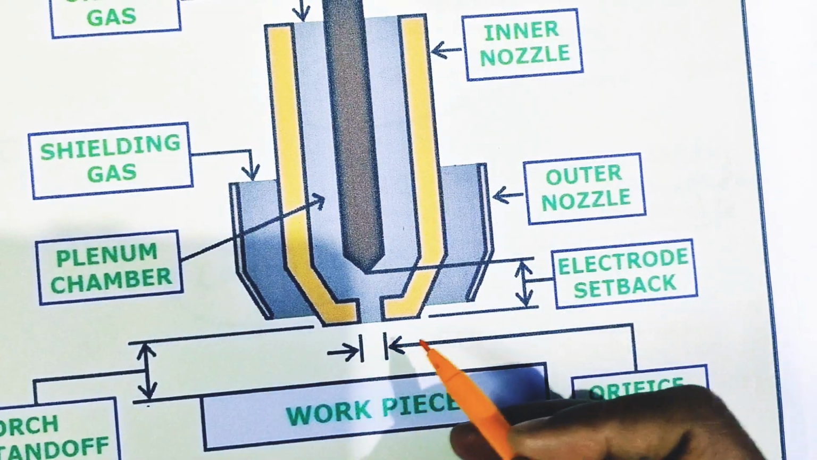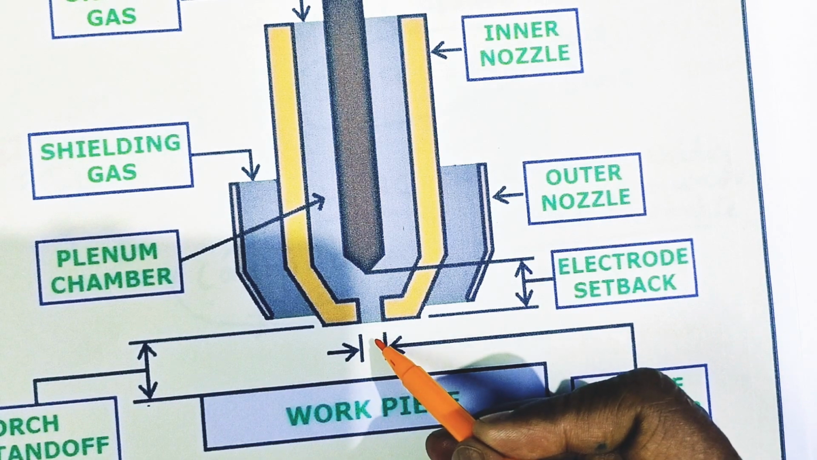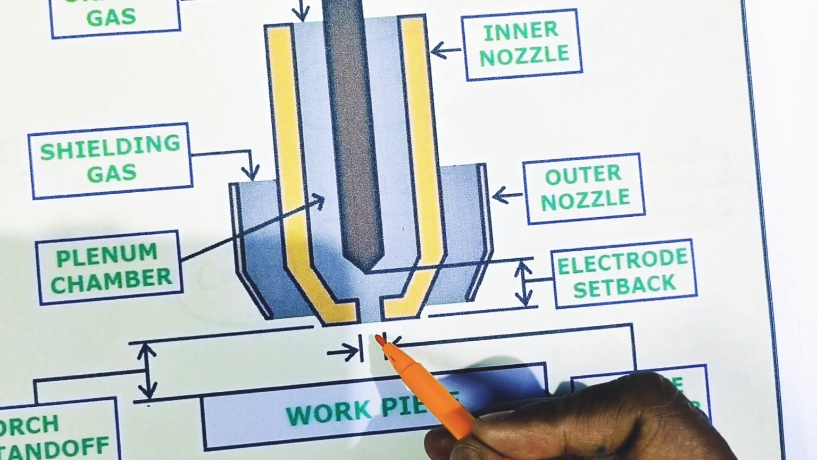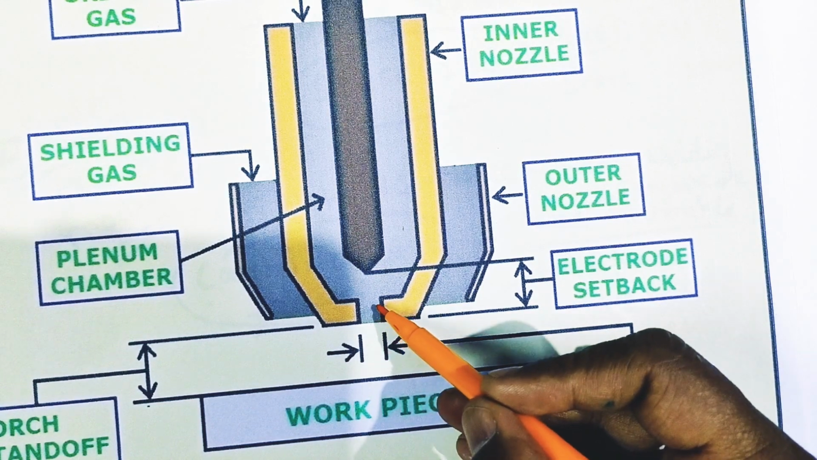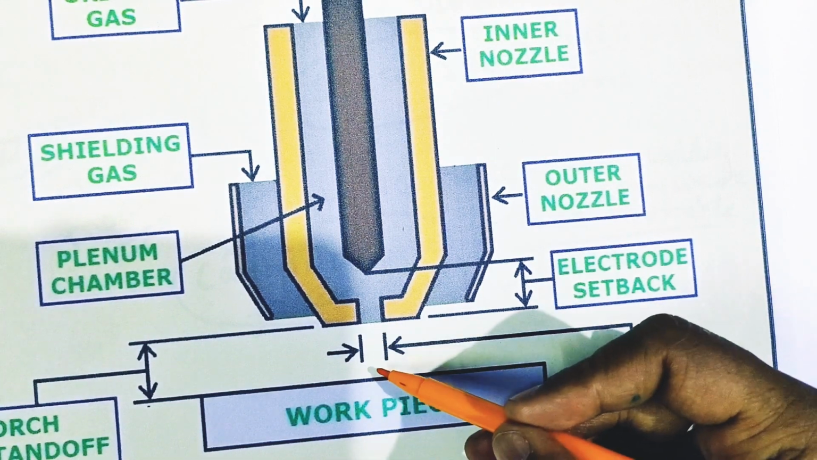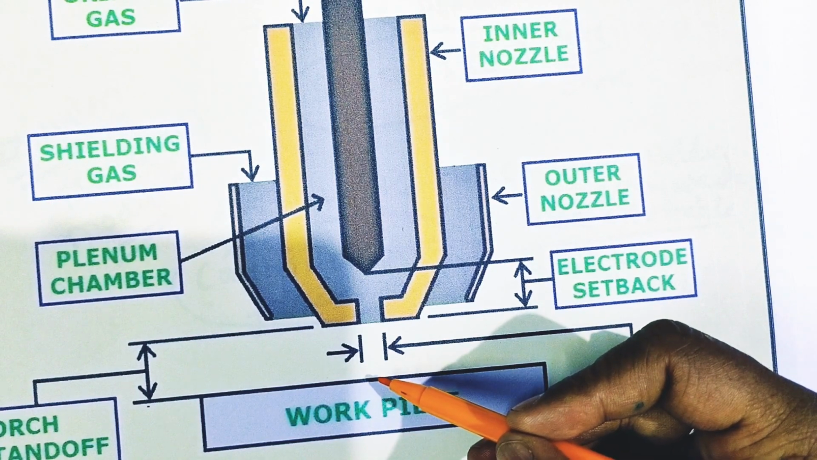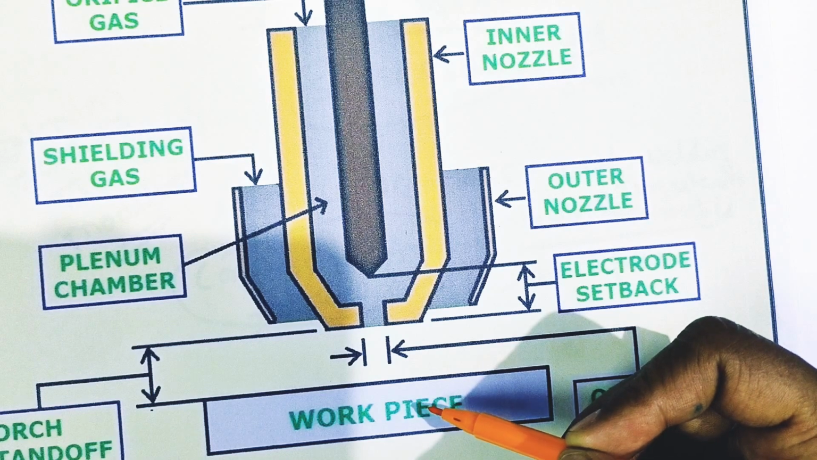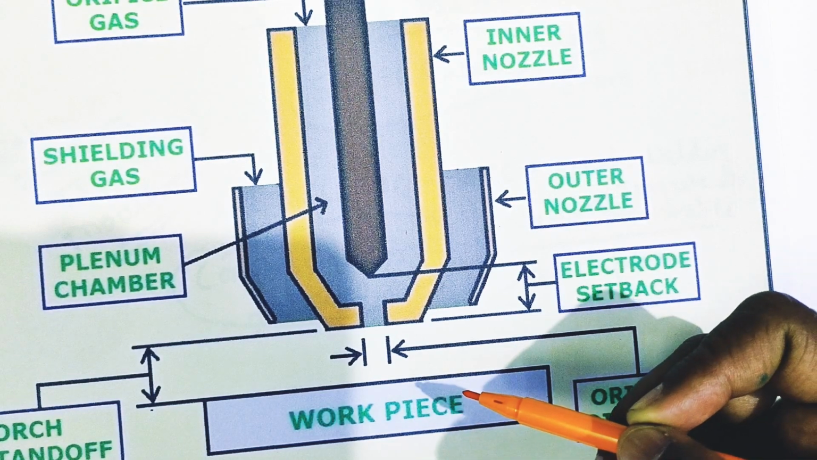So plasma emanates from the nozzle orifice at a temperature of 16,700 degrees Celsius. This is a very high temperature and it creates a narrow constricted arc pattern. So here it emanates and creates a narrow constricted arc pattern, which provides excellent directional control and produces a very favorable depth to width weld profile.